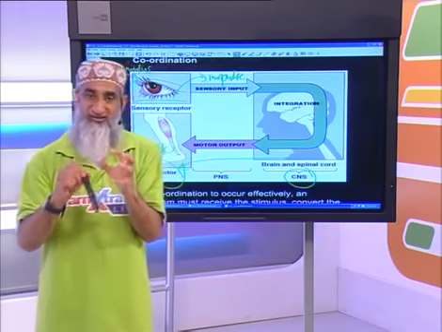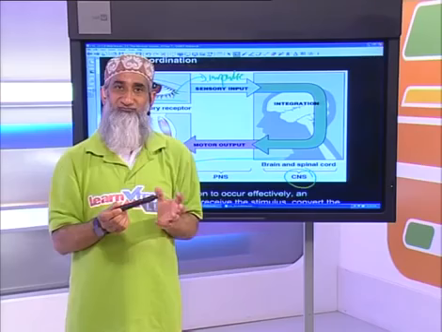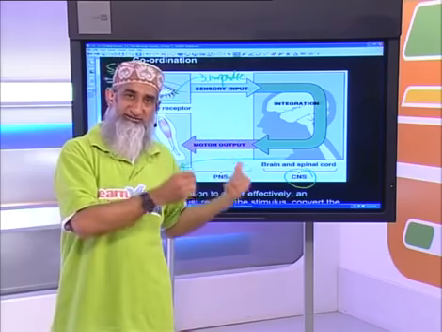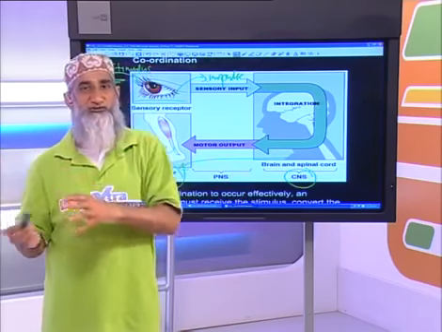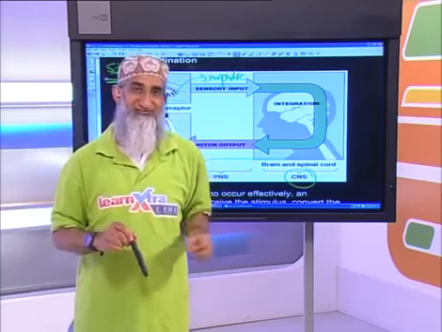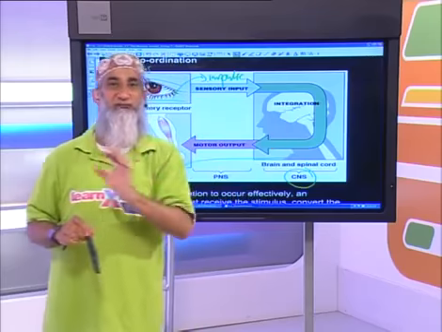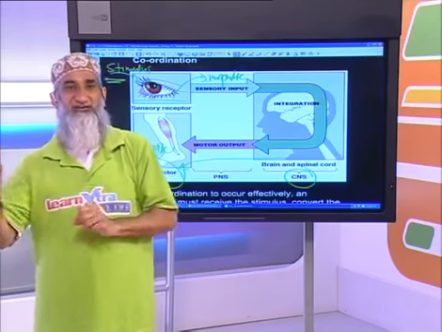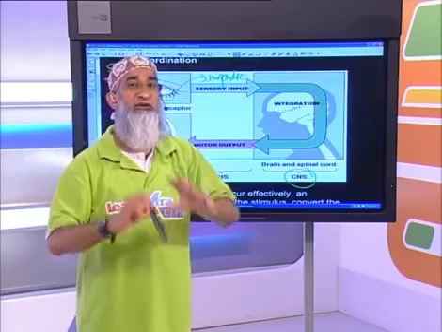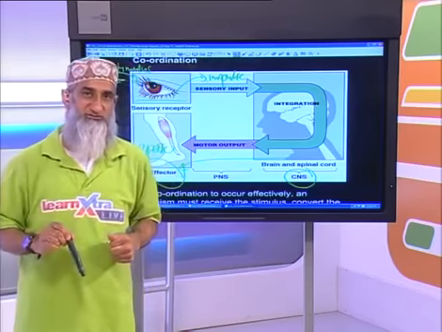This input is then converted to an impulse. So a stimulus is converted to an impulse by what? By the receptor. So the job of the receptor is to convert a stimulus to an impulse. I'm actually glad this question came up. It helps us to elaborate on the definitions.